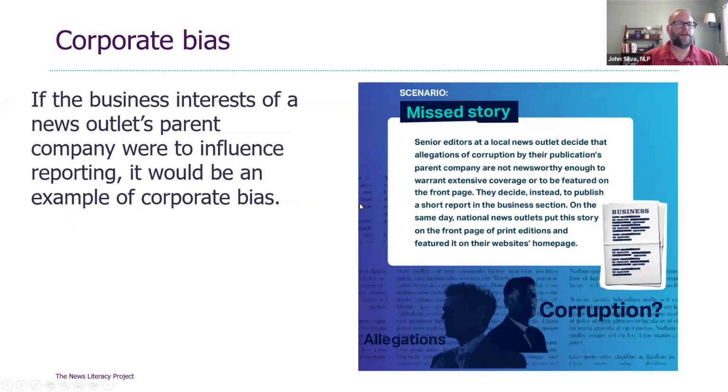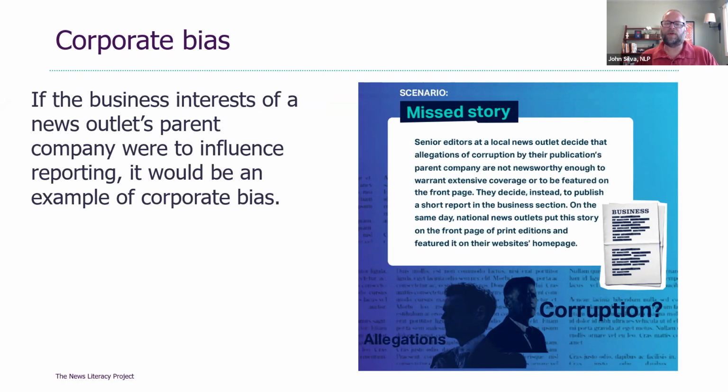The next one is corporate bias. So this is something that gets talked about in a lot of media literacy curriculum focused on news media bias. It's this idea that when a news organization has a corporate owner, there's some sort of influence. Now, in most standards-based news organizations, there is a firewall between the newsroom and the business office. There's a firewall between ownership and the actual newsroom. But sometimes it does come through.